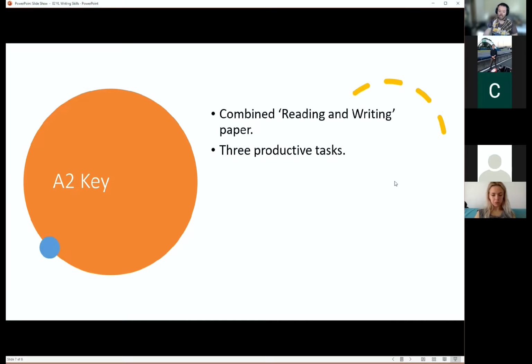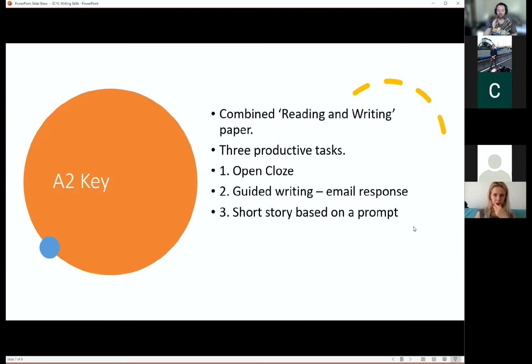But now there are 3 productive tasks. The first one is an open cloze, like we've seen before. The second is a kind of guided writing, an email response. It's always an email and you have to respond. And then finally, there's a short story based on a prompt. So let's take a look at that guided writing, the email response, first of all. Actually, no, we'll go for the open cloze first, shall we? Because that makes most sense.